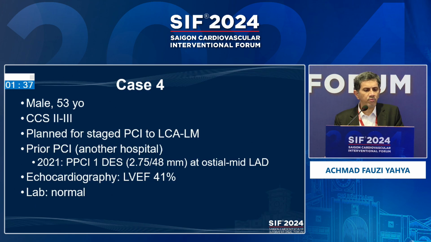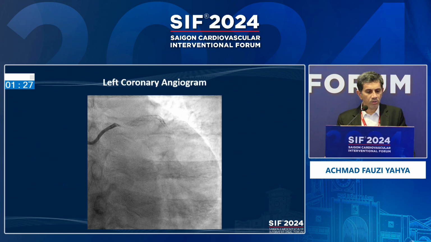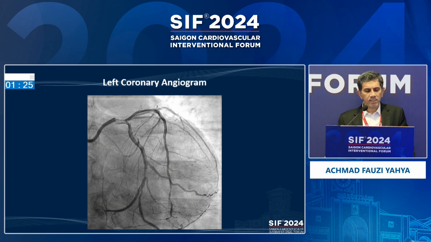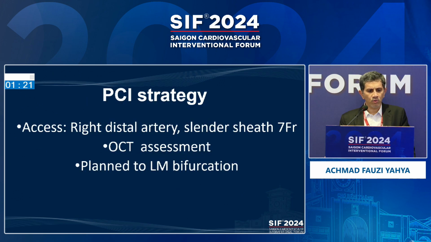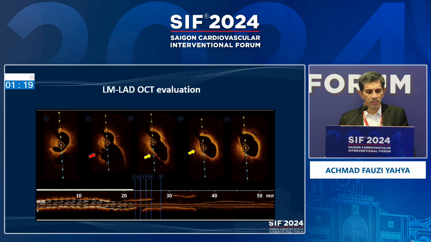The last case is a male, 53 years old. He was planned for staged PCI to the left coronary artery, left main, with prior PCI at another hospital. Echocardiography demonstrated EF 41%. And this is where we used a stent from France, and we were dealing with a problem with this guy.